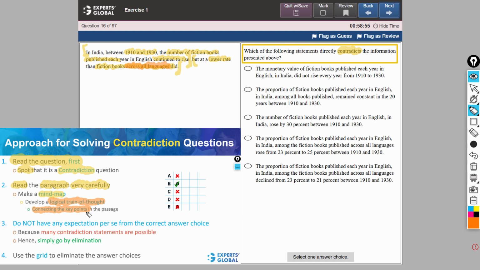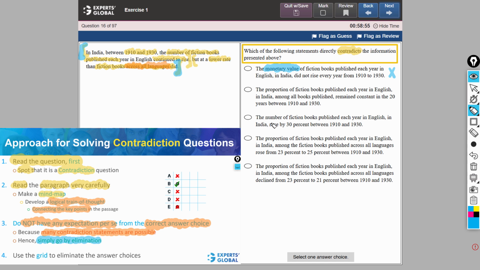We are aware that many contradiction statements are possible. Therefore, we are not attempting to have any expectation per se from the correct answer choice. Rather, we will simply go by elimination. Choice A talks about monetary value. Passage does not talk about anything on these lines. Therefore, such an answer choice cannot contradict the argument.